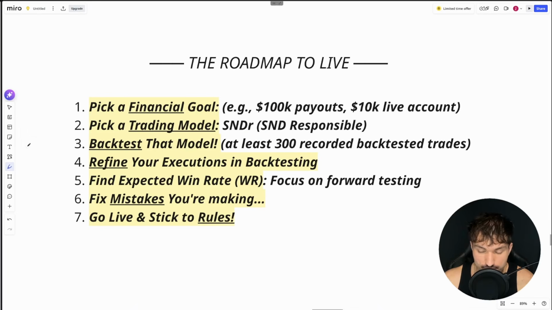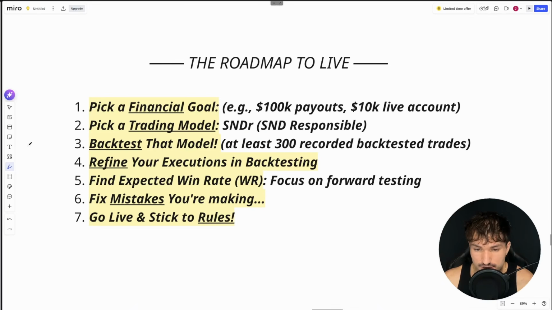But the SNDR model isn't just finding a zone and pressing a button. There is a process: structure, narrative, zone, and entry. And if one of those four things is missing, for me, it's not an A+ trade. So today I'm going to show you exactly how I filter these SNDR setups on NQ, what makes a zone valid, and when I simply stay out. Without further ado, let's go.